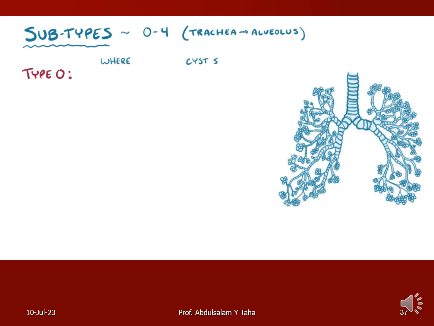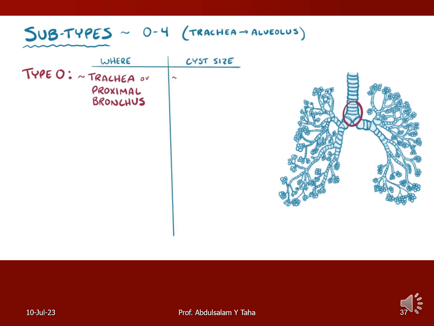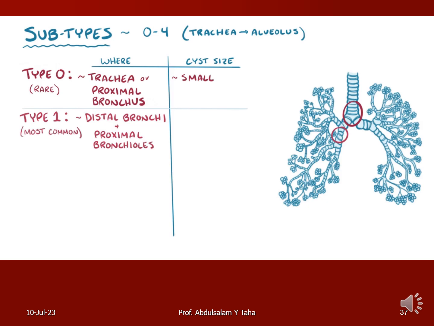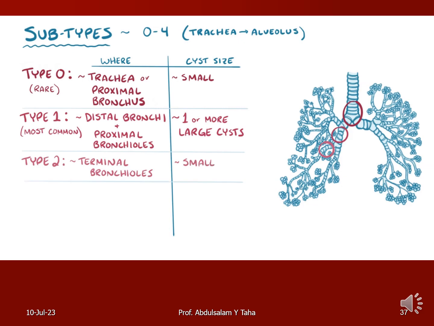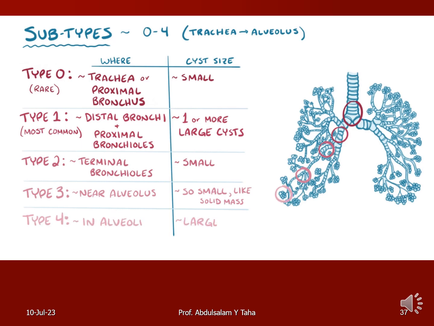Type 0 CPAMs develop at the trachea or proximal bronchus with small cysts, but are pretty rare. Type 1 CPAMs, which develop in the distal bronchi and proximal bronchioles, are the most common and have one or more large cysts, with tissue like cartilage in between the cysts. Type 2s come from the terminal bronchioles and have smaller cysts. Type 3s arise almost all the way down to the alveolus, and have cysts that are so small they look like a solid mass. And type 4s develop in the alveoli and have large cysts.